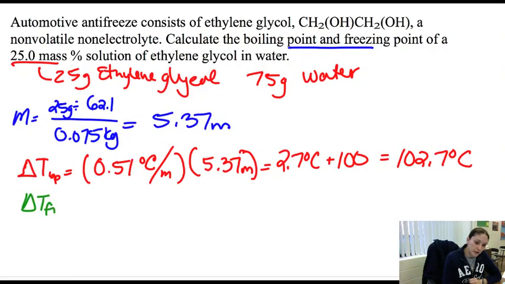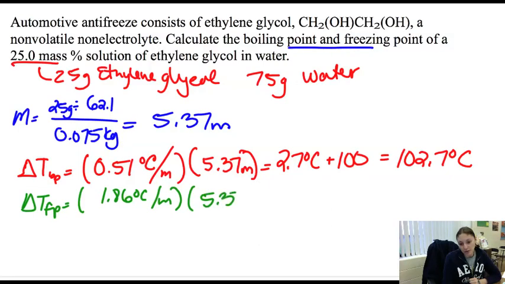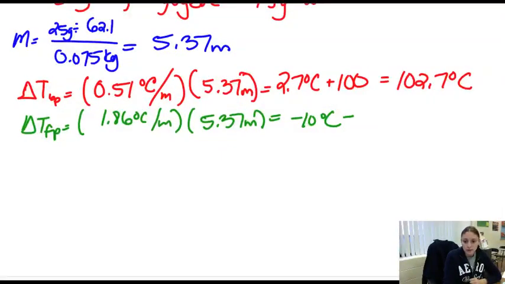Now, the temperature for my freezing point, same molality, but it's a different constant now. This one is 1.86 degrees Celsius per molal in that chart. We have 5.37 molal. We're going to get, as an answer here, -10 degrees Celsius. Now, when does water actually freeze? It freezes at 0, so -10 degrees Celsius is now when that solution is going to freeze.